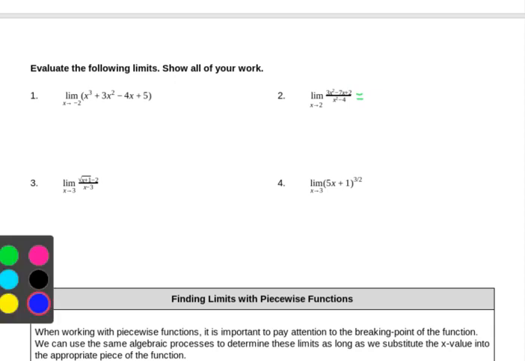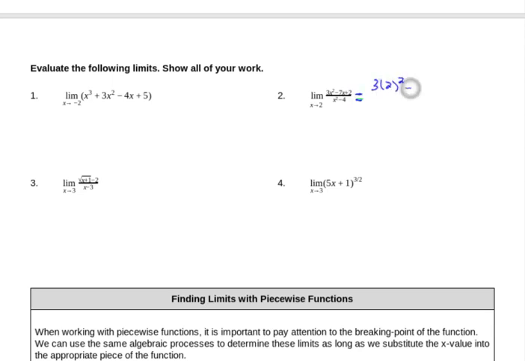So if I plug in x equals 2, I get 3 times 2 squared minus 7 times 2 plus 2 all over 2 squared minus 4. So I get 3 times 4 is 12, minus 14, which is negative 2, plus 2, which is 0. And in the denominator, I have 2 squared, which is 4, minus 4, which is 0. So again, we have to write that this is our indeterminate form.